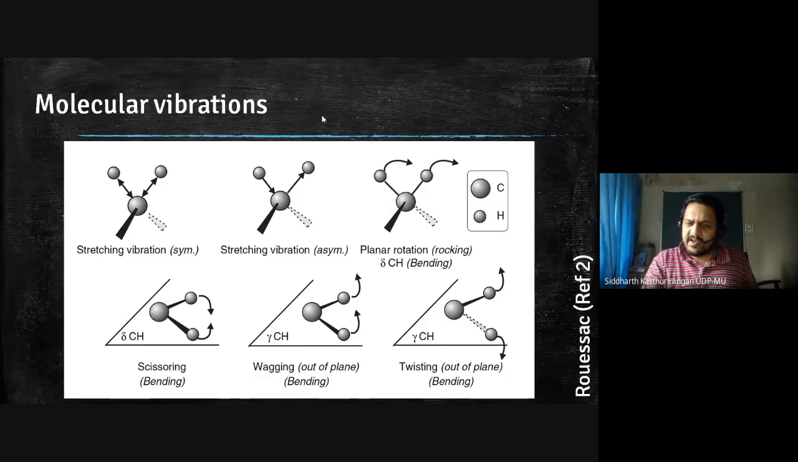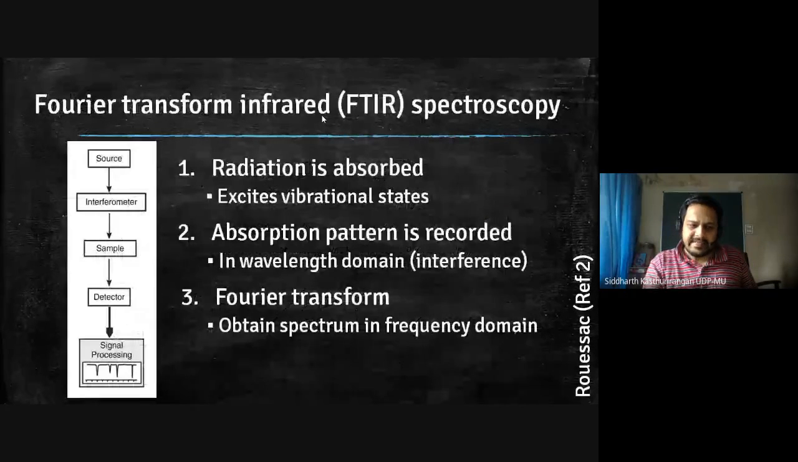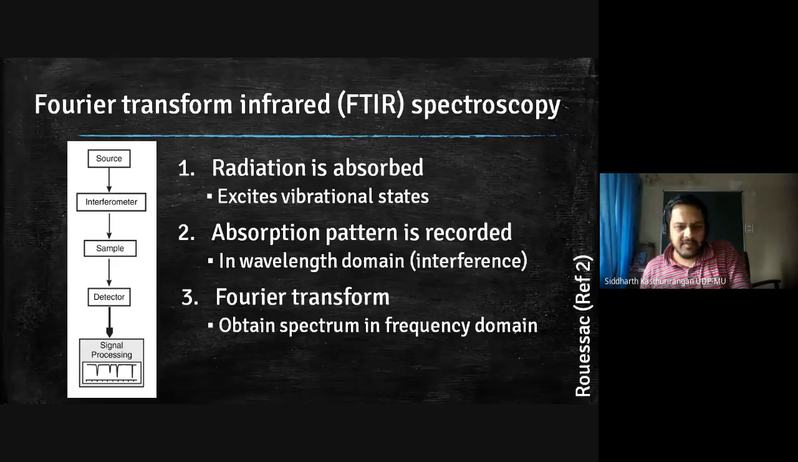These are just examples of different types of vibrations possible in a molecule, and these vibrations will give a signature in the spectrum. So basically, this is how a standard infrared spectroscopy works. Infrared spectroscopy is normally done with a technique called Fourier transform infrared spectroscopy. This is by far the most common, so I felt it is worth discussing. It's very important. So basic thing, normally any spectroscopy works this way.